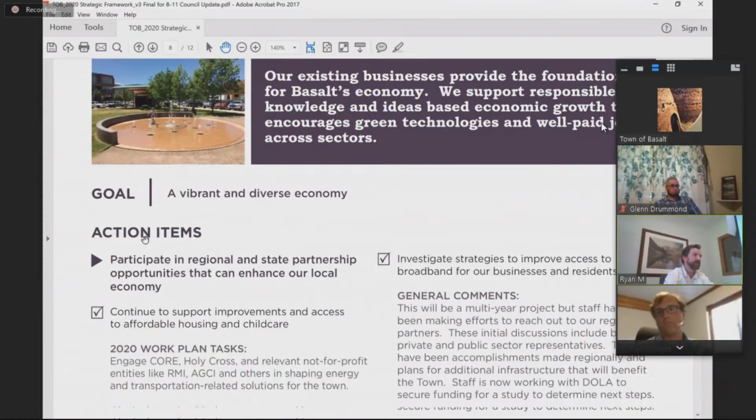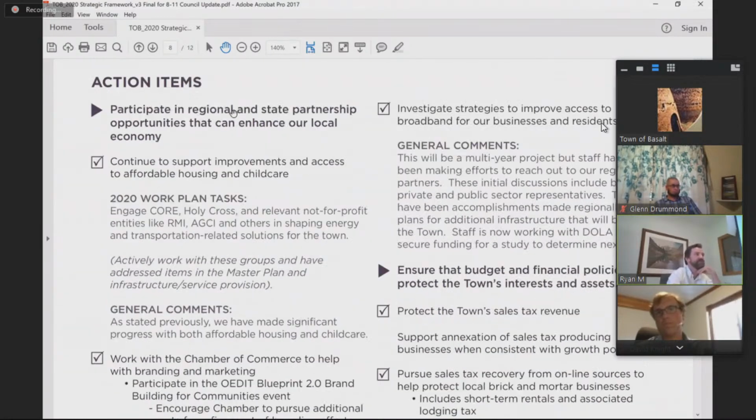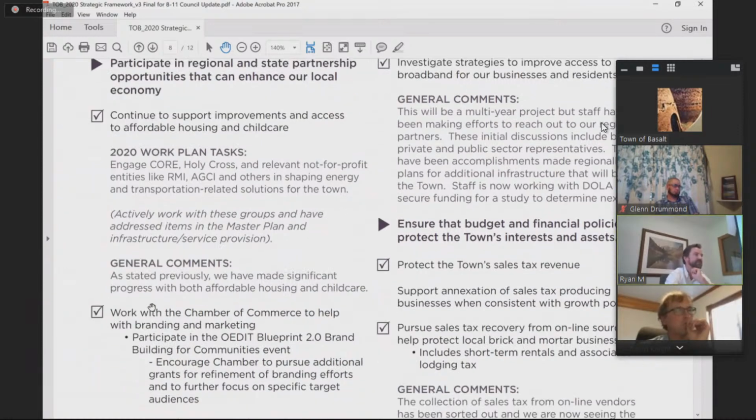So, local economy: participating in regional and state partnerships that can enhance our local economy. Continuing to support improvements in access to affordable housing. We've talked about that certainly a bunch tonight. Something that came out of the 2020 work plan was talking to some of our regional partners like CORE, Holy Cross, RMI, AGCI, others, in helping to create energy and transit-related solutions. We do actively work with these groups, maybe not all simultaneously, and have addressed these items in the master plan as well. So that's something that is probably a work in progress.